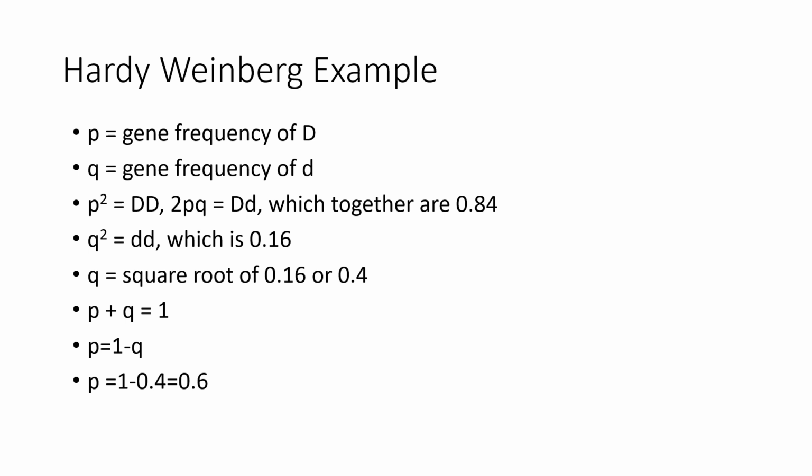So we said that q squared equals the Rh negative, which is 0.16. And so if we do the square root of that, it's 0.4. So q is 0.4. And so 1 minus 0.4 is 0.6. So p is equal to 0.6.